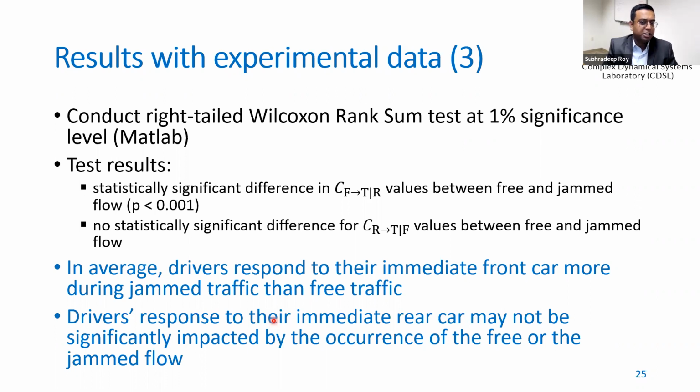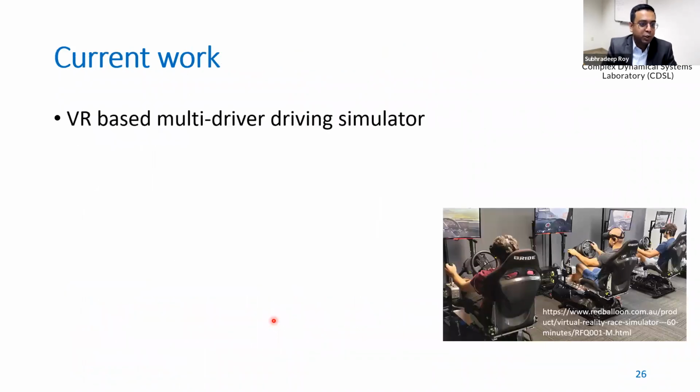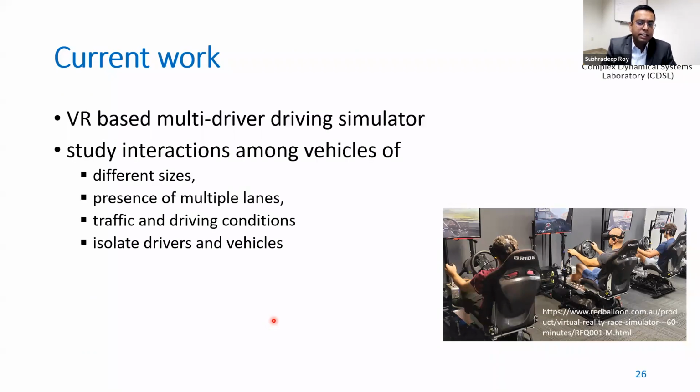We couldn't do a lot of analysis because we are restricted by the scope of the experimental study within which it was conducted earlier. So currently in my lab, we are setting up virtual reality-based driving simulators. These are also multi-driver facilities, meaning we can drive together in a shared environment and respond to each other's actions. Virtual reality will provide an immersive experience so we can capture real-world human driving behavior. In this experimental setup, we can create different vehicle sizes. We can consider different numbers of lanes, different traffic and driving conditions. We can change things like weather conditions.